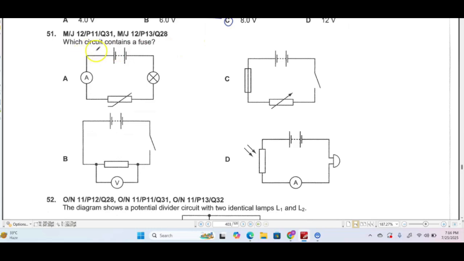Question number 51. Which circuit contains a fuse? This is a thermistor, so this doesn't contain a fuse. This is a switch. This is not a fuse. This circuit contains a fuse. This circuit contains an LDR, so this is also not correct. So C is the correct option. I have told you many times, kindly go through these symbols and learn them by heart.